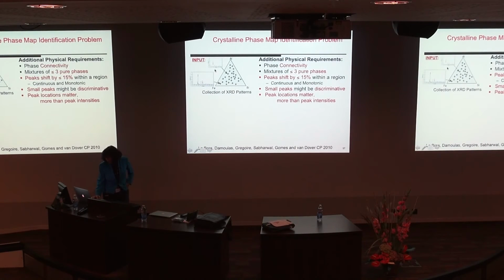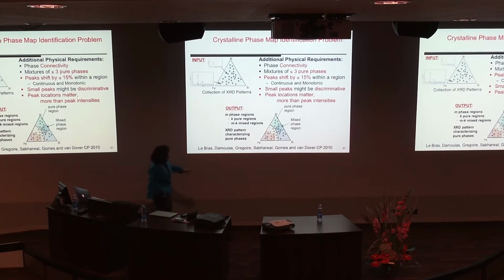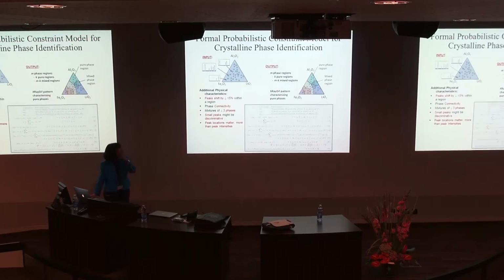Basically, we are given these X-ray diffraction patterns, and there are additional physical properties, constraints that we need to impose, and our goal is to output these different regions where each region is a pure phase or a combination of pure phases. And this problem is computationally hard. So this is from the CP. We had a CP encoding, but we could solve problems with 10 samples at most.